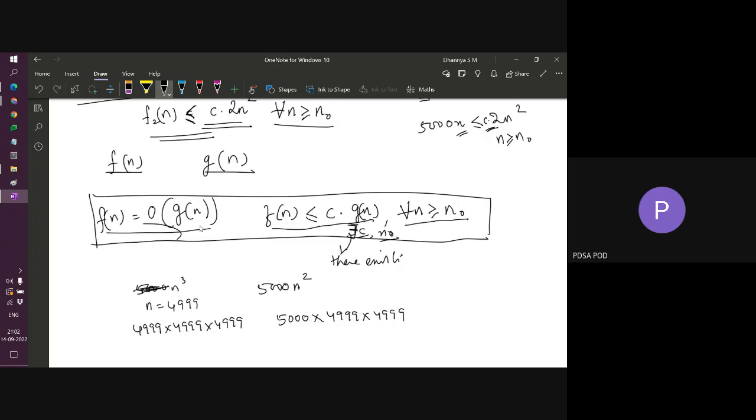So once this n value becomes 5,000, I'm explaining the n0 right now, not the c. Once this n becomes 5,000, both are the same, is it correct? Yes, ma'am. And for whatever value comes after that, n cube will dominate this. Sorry, n cube will take a higher value. Yes, dominate, I understand that. Yes, this is fine. So I'm explaining that n0, not the c.